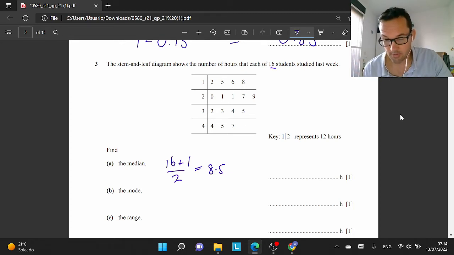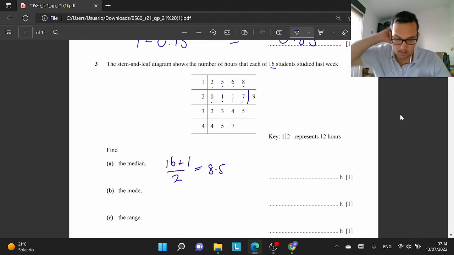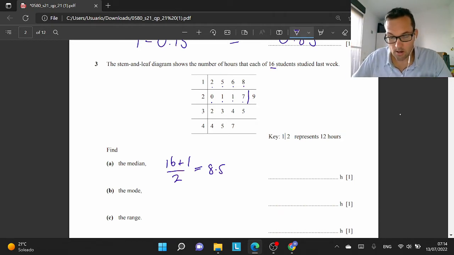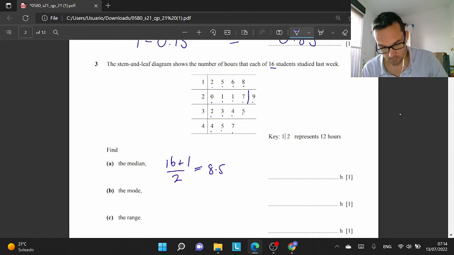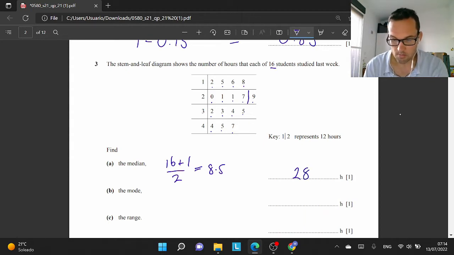So all we need to do in the stem and leaf diagram now is count the values. We got 1, 2, 3, 4, 5, 6, 7, 8. So there's the 8. The middle is between that 27 and that 29. Always count the other side as well. 1, 2, 3, 4, 5, 6, 7, 8. Yeah, that's the middle. We got 8 smaller, we got 8 bigger. So what's halfway between 27 and 29? Of course, it's 28. So 28 hours is the median amount of time studied by 16 students.